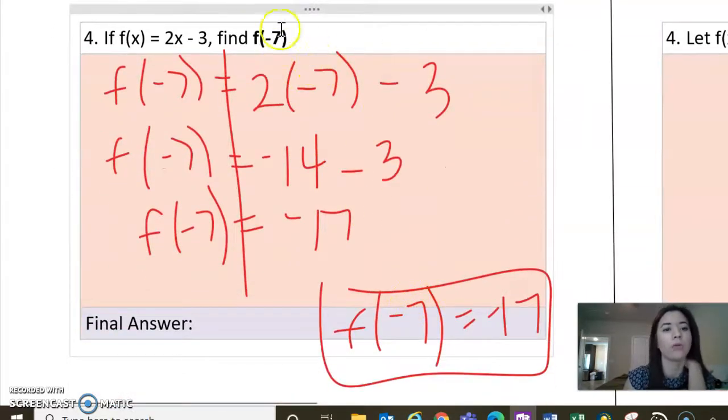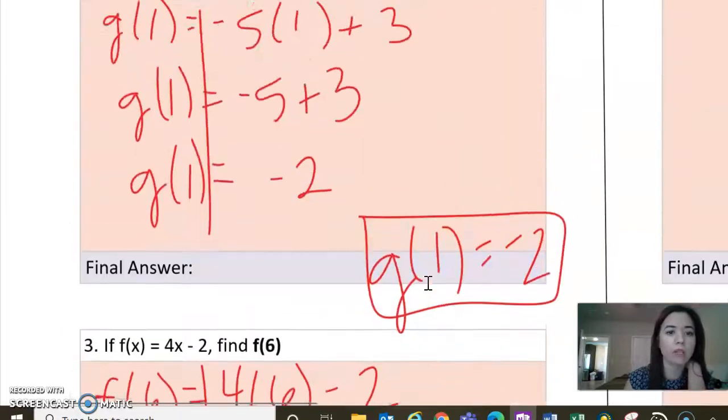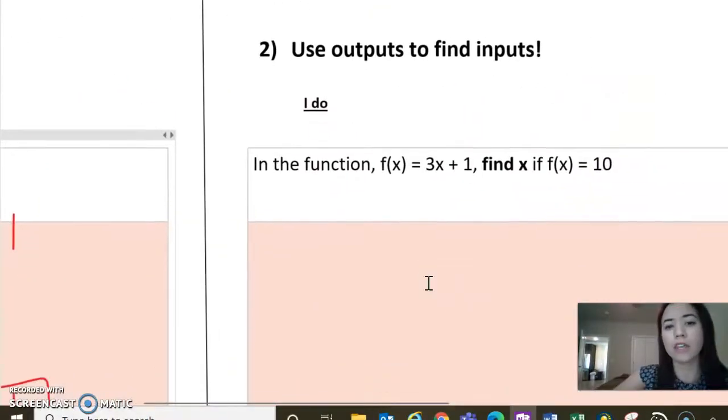Last one, we plug in negative 7. So my function when I have negative 7 plugged in is 2 times negative 7 minus 3. 2 times negative 7 is negative 14 minus 3. We get negative 17. Beautiful. Pause me, remind me, do whatever you got to do to make sure you have those filled out. On to the next one.